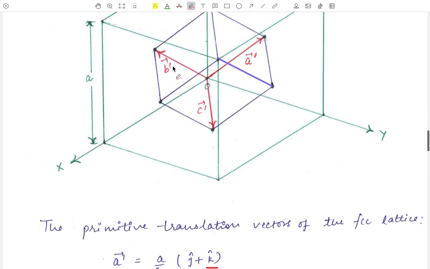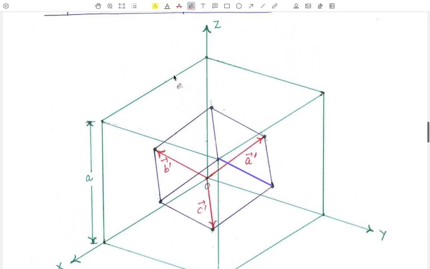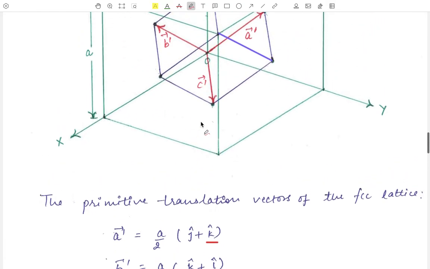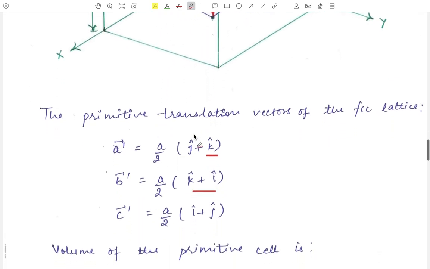Similarly, b dash vector, this b dash vector lies in this xz plane. Okay, therefore there will be no y coordinate here. Also, this b dash vector is along the positive x direction and the positive z direction. Therefore I plus k only, that is a upon 2 into I plus k, or k plus I. Similarly, this c dash vector, this is in this xy plane. Therefore I plus j only.